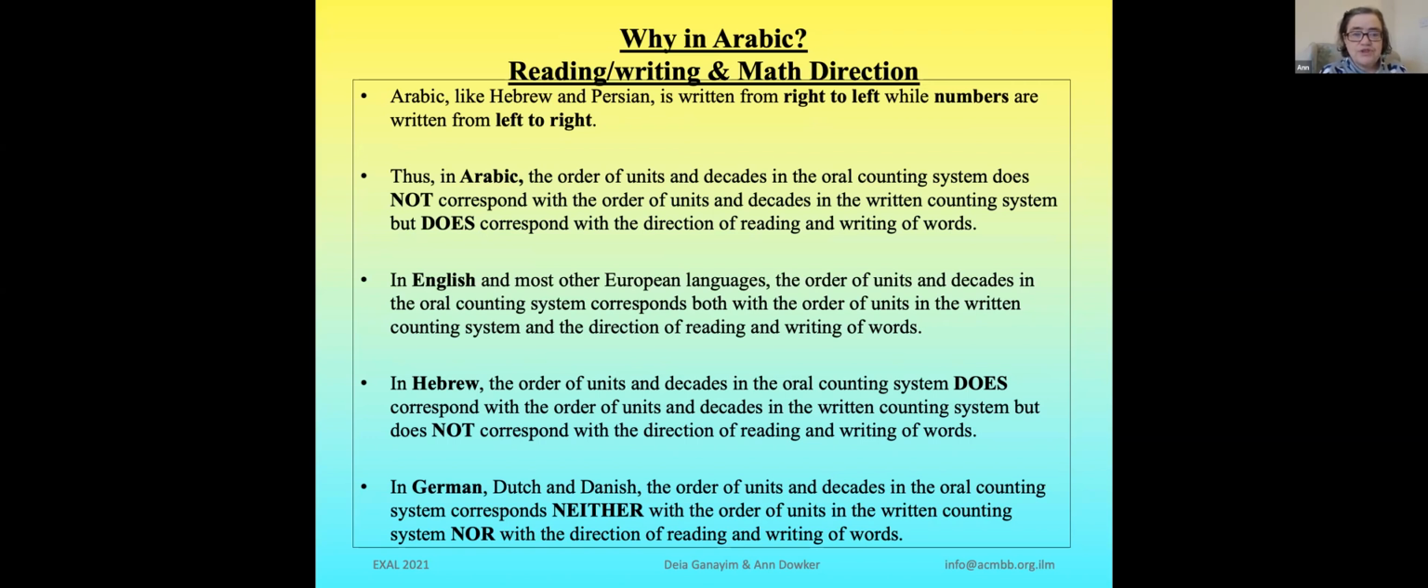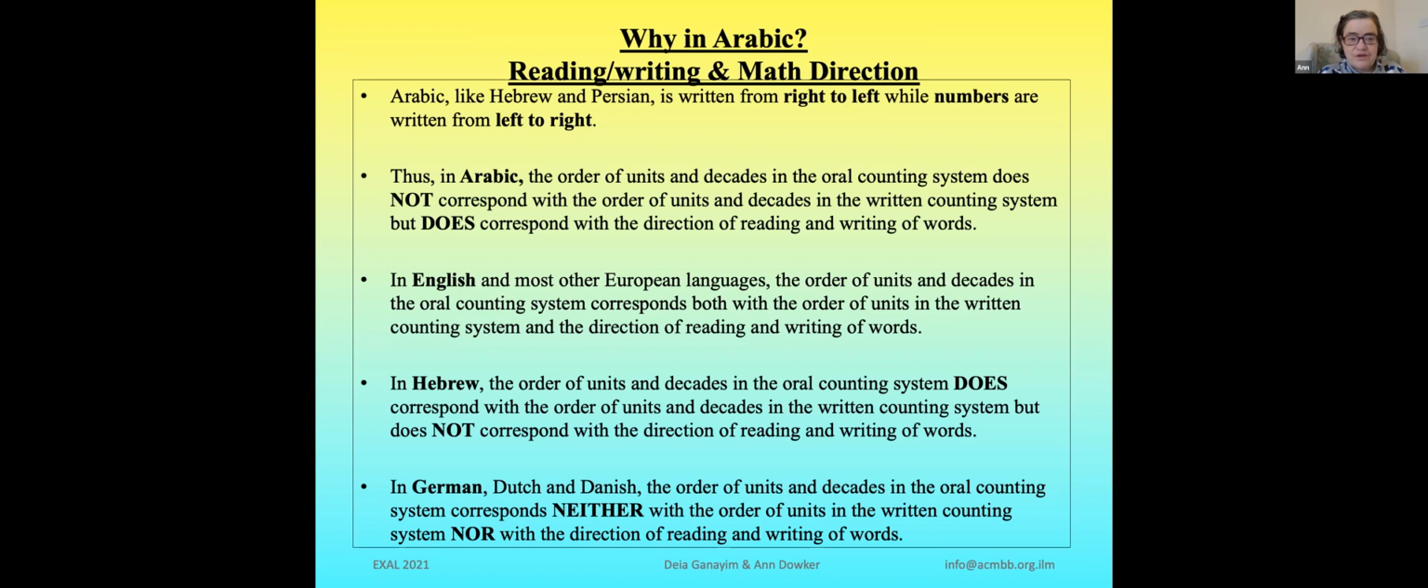There's also a difference from English and most European languages in terms of the reading and writing system. So Arabic, like Hebrew and Persian, is written from right to left, while numbers are written from left to right. So in Arabic, the order of units and decades in the oral counting system doesn't correspond with the order of units and decades in the written counting system, but does correspond with the direction of reading and writing words. In English and most European languages, the order of the units and decades in the oral counting system corresponds both with the order of decades and units in the written counting system and the direction of reading and writing words.